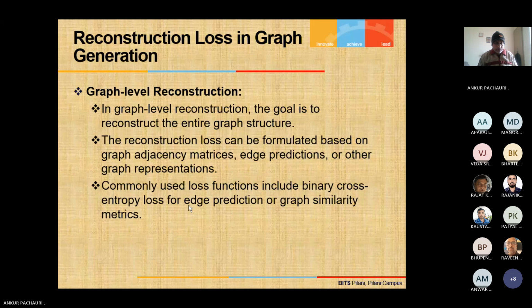Okay, when we talk about graph level reconstruction, our goal is to reconstruct the entire graph structure. So the reconstruction loss can be formulated based on the graph adjacency matrix, edge prediction, or any of the other graph representation. Commonly used loss functions for this graph level reconstruction include the binary cross entropy loss for the edge prediction, or the graph similarity matrix, how similar those two graphs are.